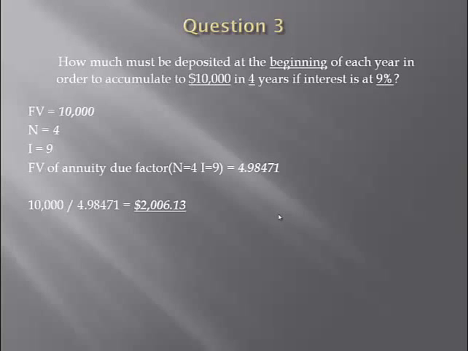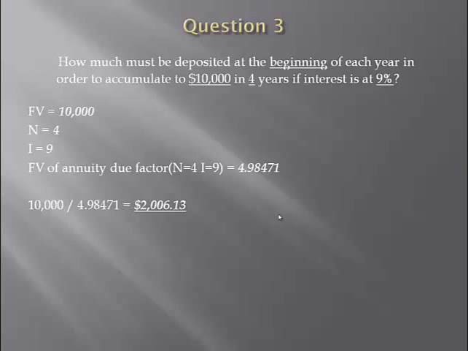I've underlined all the important information in the question that you will need to solve this problem. FV, or future value, is 10,000, which is the amount that we're trying to end up with in 4 years. N is the number of periods, and in this case it's 4 years. I is the interest per period, and it is 9%.